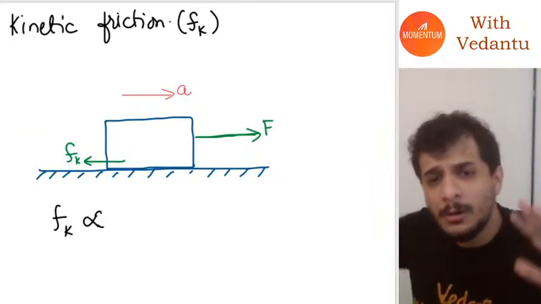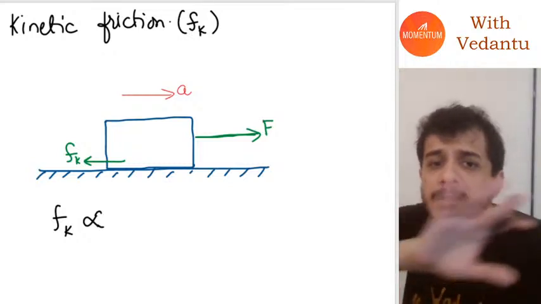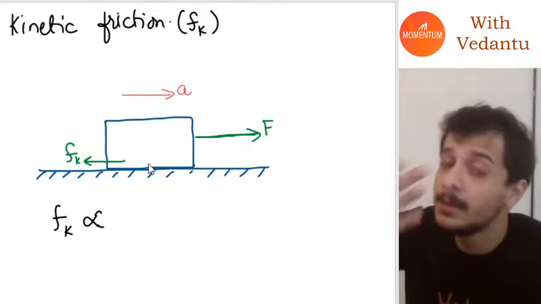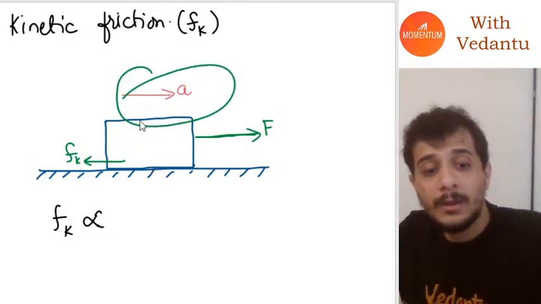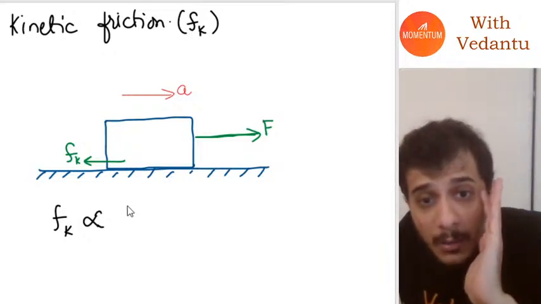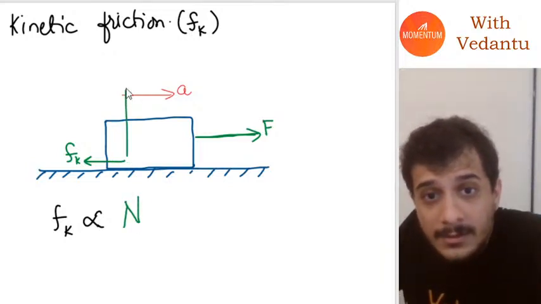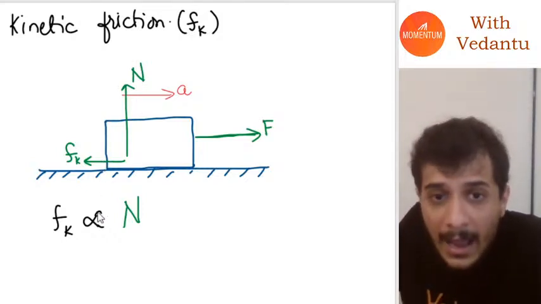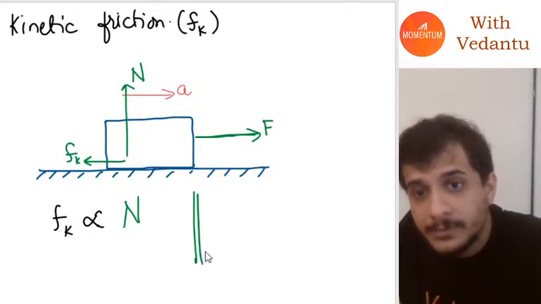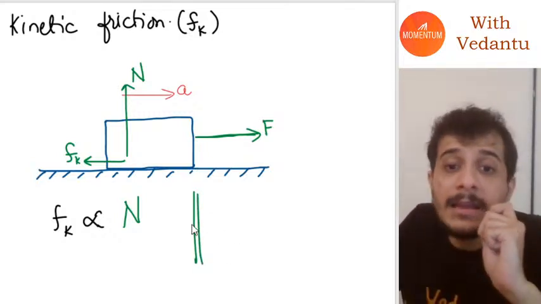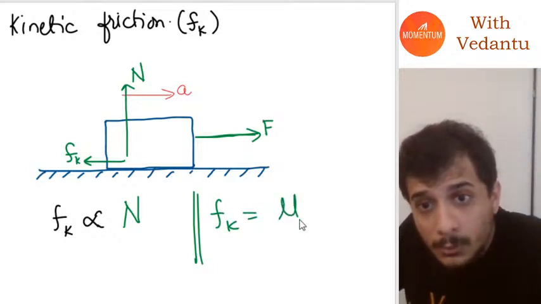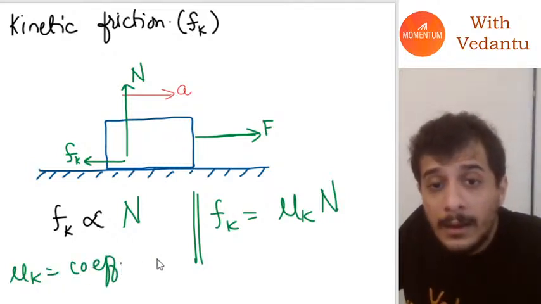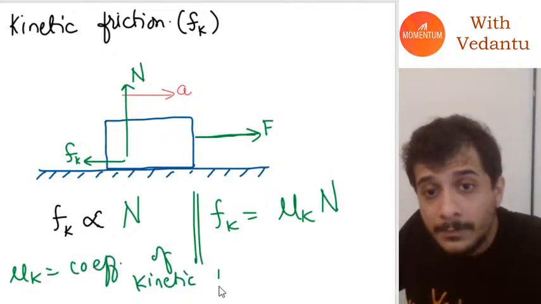Now, let's talk about kinetic friction. Kinetic friction, guys, is very simple. I'm applying a force, the block is moving. What will be the type of friction? The type of friction will be kinetic because the block is moving. This kinetic friction is proportional to the normal reaction. If I want to remove the proportionality, I have to add a constant, and that will be equal to mu k into N. Here mu k is called the coefficient of kinetic friction.